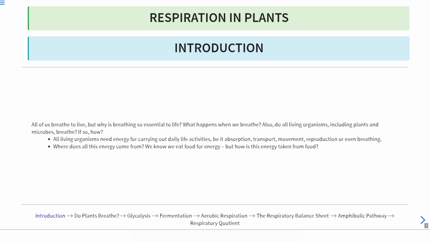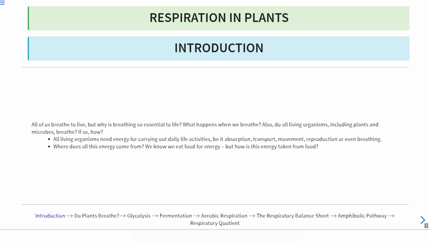So in aerobic respiration, the organism requires oxygen for the complete oxidation of food, whereas in anaerobic respiration there is no requirement of oxygen, right? Now, all living organisms need energy for carrying out daily life activities, be it absorption, transport, movement, reproduction, or even the process of breathing.